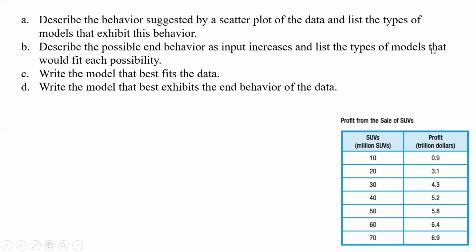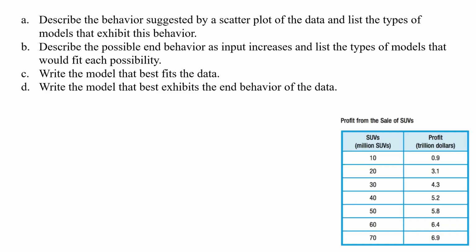Okay, we're back, and now we're into the section where we have to decide on what type of graph to do. So they're not telling us use the cubic or use the logistic or use this. It's saying, all right, plot this data over here on the right, and this is going to be the case for the next two or three that I show, and plot it and look at the scatter plot, and then list the types of models that exhibit this behavior. Then after that, describe the possible end behavior as input increases and list the types of models that would fit each possibility. Then we want to write the model that best fits that data, and then after that, write the model that best exhibits the end behavior of the data.